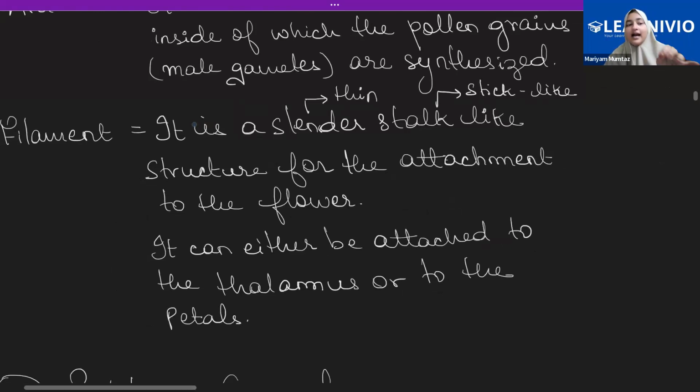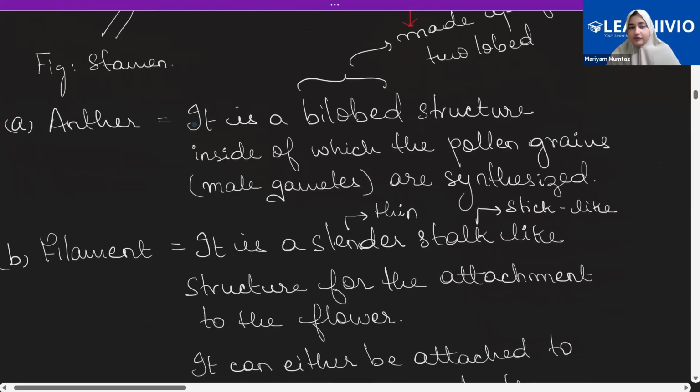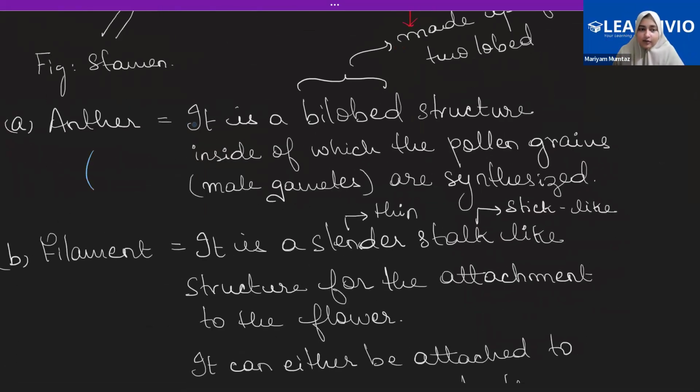Now, this filament can either be attached onto the swollen structure called the thalamus, or it could be attached onto the petals. Either of the two cases can happen. Anther is a bilobe structure. Bilobe means this is lobe number 1, this is lobe number 2. So two lobes are present, so we call it a bilobe structure.